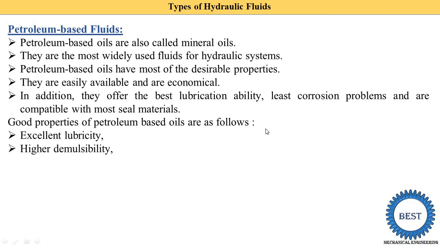Now suppose the water is mixed with the oil and they do not separate, then you know what various problems are created. The toxicity of the oil is increased, and due to toxicity they react with the materials. Then the corrosion starts. So lots of problems are created due to emulsibility. And de-emulsibility means they are separated automatically. It is called de-emulsibility.